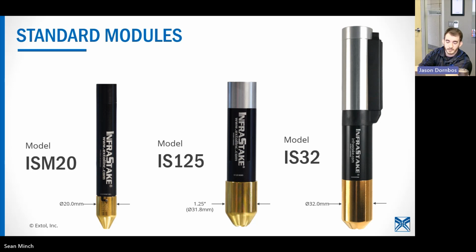The other difference between the two of them, the question is which one in the video was it? And I believe that was the IS-32. Yep. So the difference between the IS-125 and the IS-32, they're about the same diameter. It's really just the sensing. There's a couple different options for that gold cone that we'll talk about in a minute, but they're pretty similar.